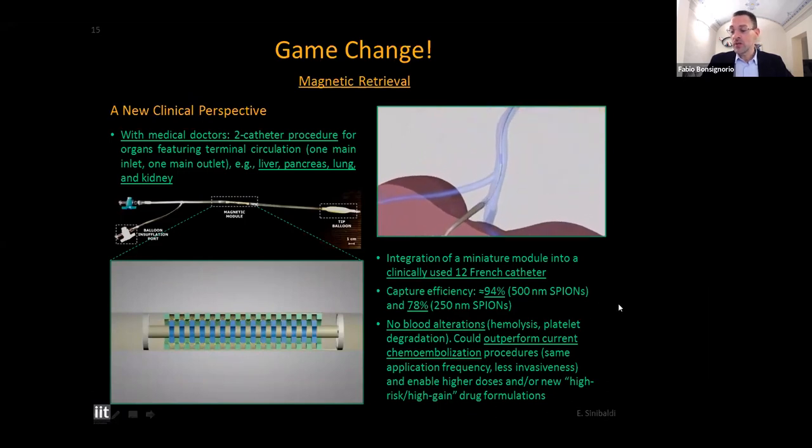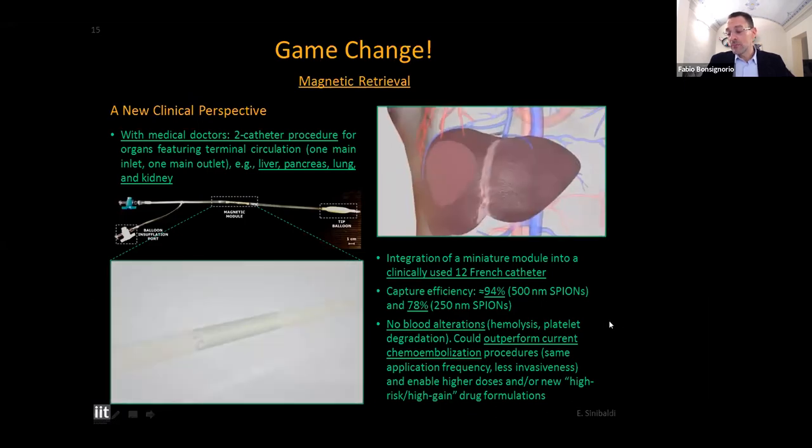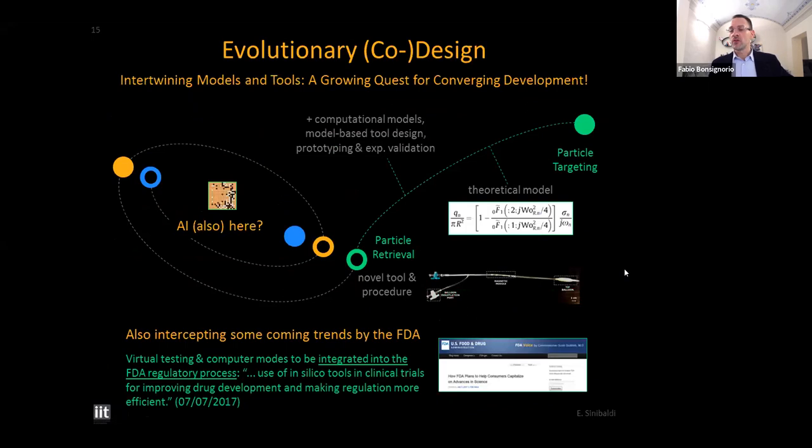So this new procedure could really outperform the current chemoembolization procedure, and also maybe open the way for more aggressive formulation. To wrap up, we started from targeting. So the academic take was targeting. We introduced some models, and these theoretical, simplified models permitted us to understand that maybe this was not the way to go. So we had to change our take and try to tackle the problem from a completely different perspective. We ended up with particle retrieval, and by using additional computational models, model-based design, we produced a new tool, a new procedure. And you may understand that we could iterate what I call a converging development of models and tools that must be intertwined, in my understanding.